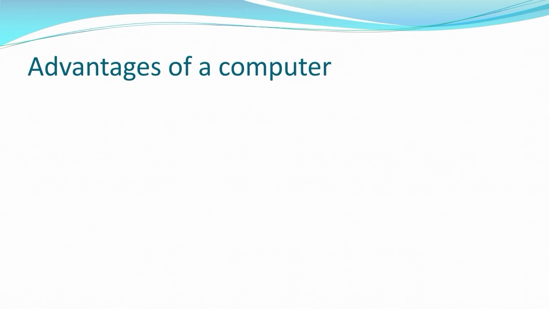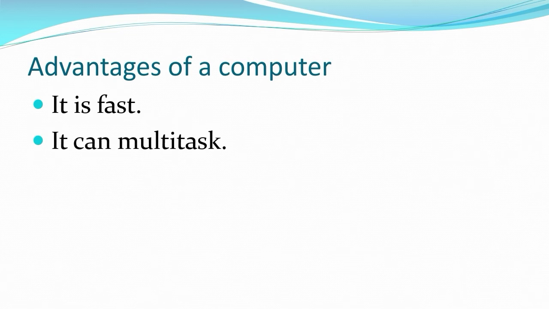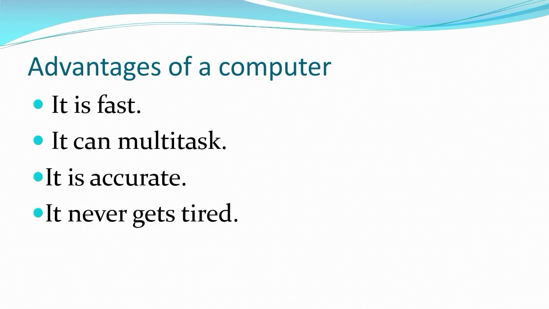Advantages of a computer. There are many advantages of a computer, some of which are mentioned below. It is fast. A computer works very fast. It can do any task really quickly, so it saves time. It can multitask. A computer can do many tasks at the same time. It is accurate. A computer never makes mistakes, hence it is very reliable. It never gets tired. A computer can work long hours without getting tired.